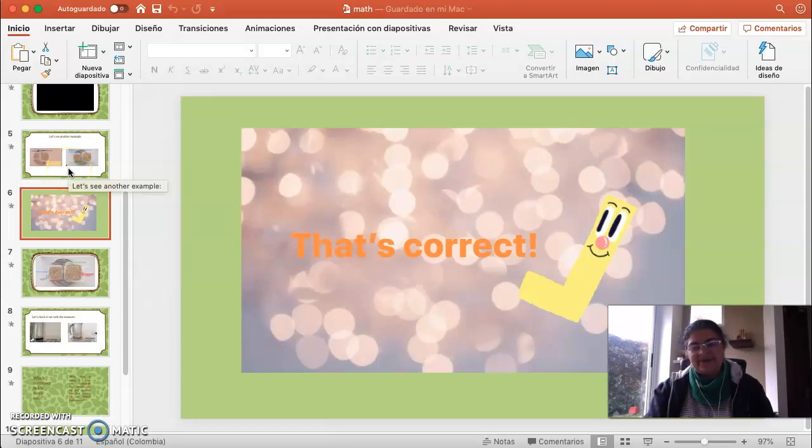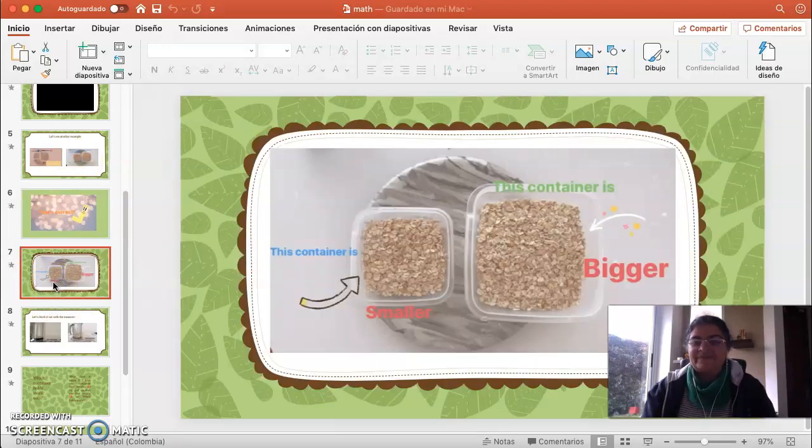Okay, that's correct. The container that was on the right side holds more and the container that is on the left side holds less because it is smaller. And when the container is smaller, obviously it can contain less quantity of cereal. In this case, we have oat.